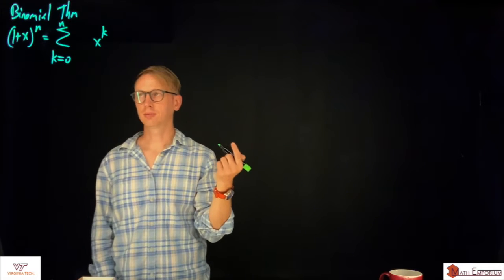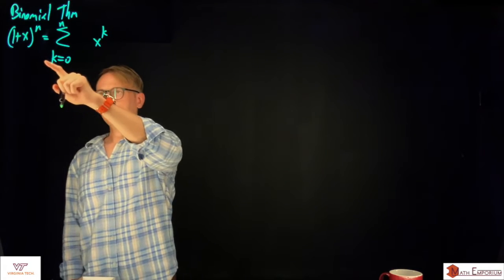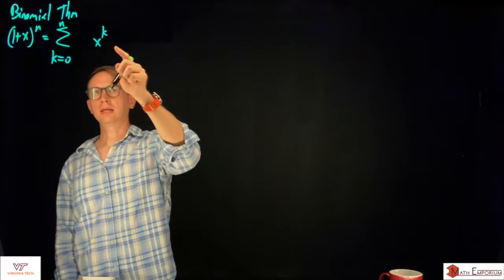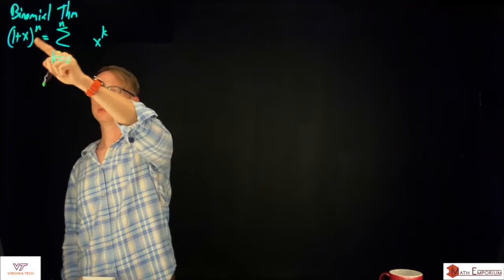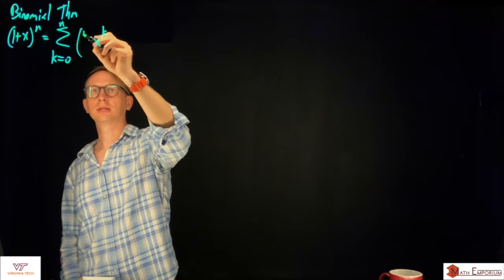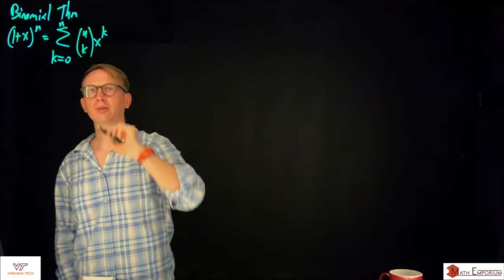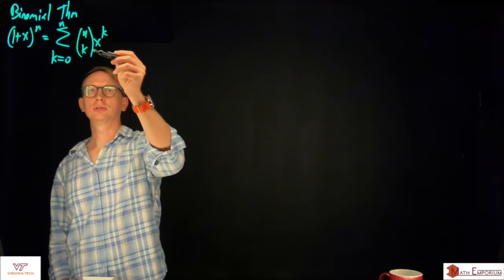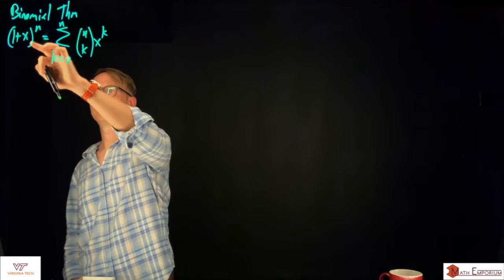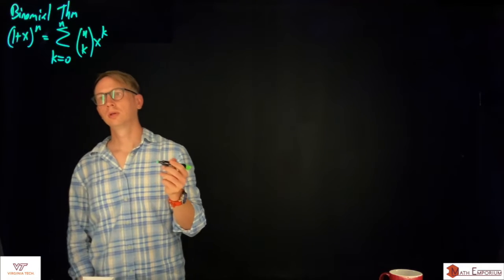And so we said in a previous video that the n choose k's are the coefficients of x to the k in (1 plus x) to the n, right? So this is saying it using mathematical formulae. N choose k is the coefficient of x to the k in (1 plus x) to the n.